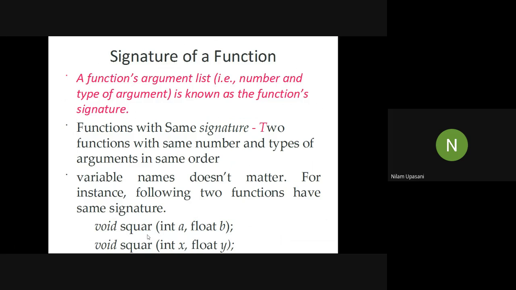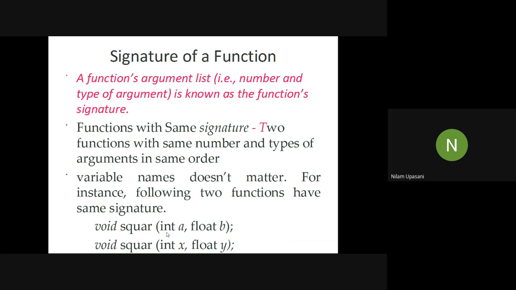मतलब यहाँ पे function name is same, input parameters are also same. So in this case again there is an ambiguous situation. So this kind of function overloading is not allowed, wherein just you change the name of the variable. मतलब यहाँ पे ए बी यूज किया, यहाँ पे एक्स वाई यूज किया, सो दिस इज नॉट अलाउड.